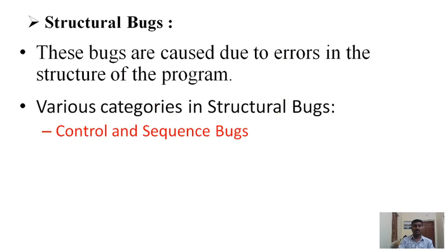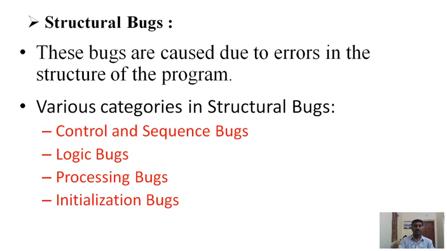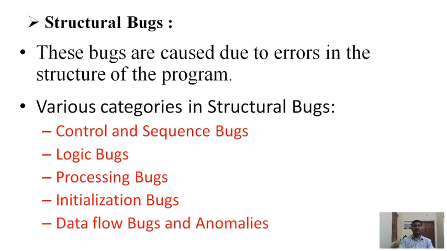One is control and sequence bugs, the second is logic bugs, the third is processing bugs, the fourth is initialization bugs, and the last is data flow bugs and anomalies. So these are the five different categories available in structural bugs.